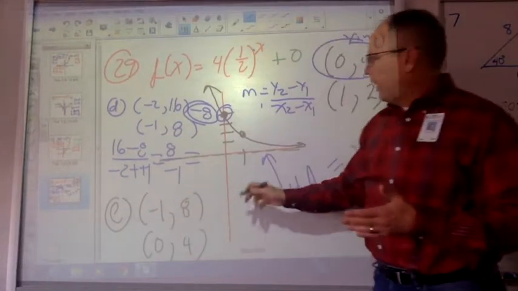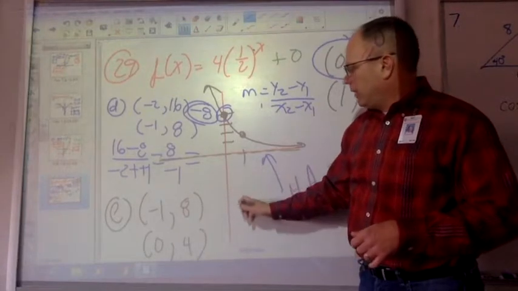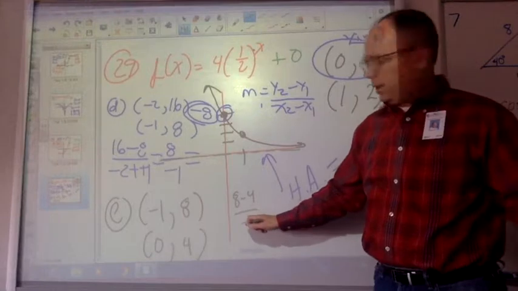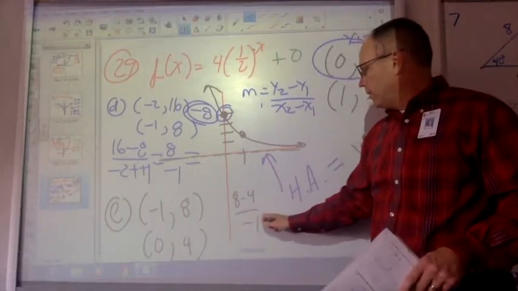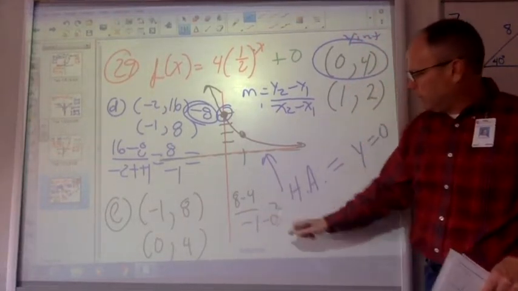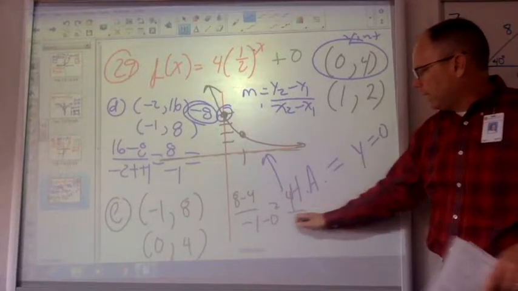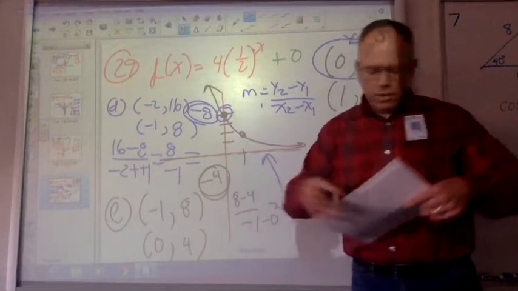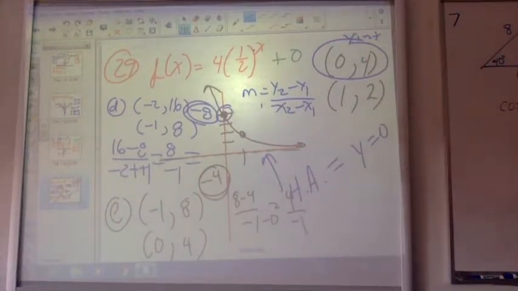Okay, so now let's find the slope. I'm going to go 8 minus 4 over -1 minus 0. So that's going to be 4 over -1. So my average rate of change here is -4. See how the slope changed? Does it make sense that the slope changed? Yeah, because it's changing lines.